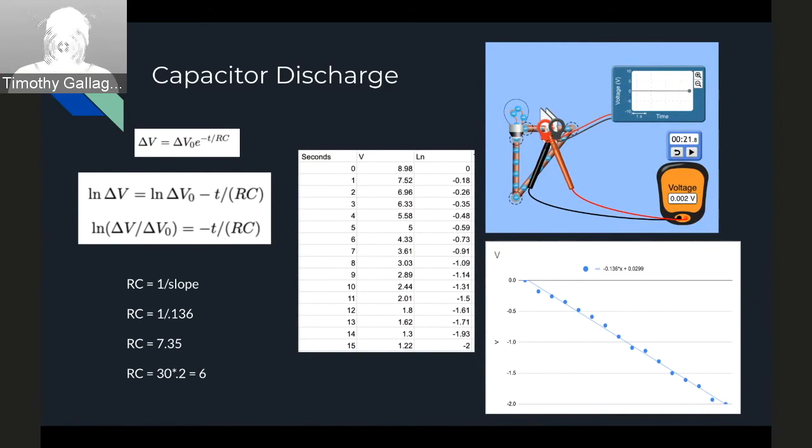Here we can see the data in the middle that was used and the graph to the bottom right, as well as the trend line that was calculated. The top right shows how the data was collected.